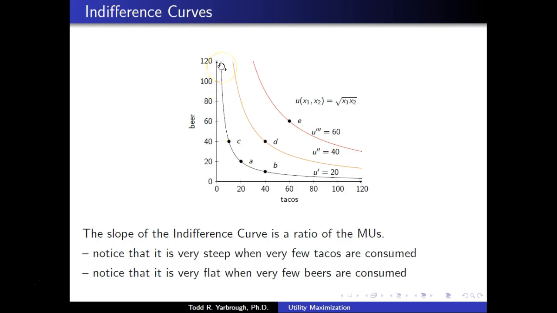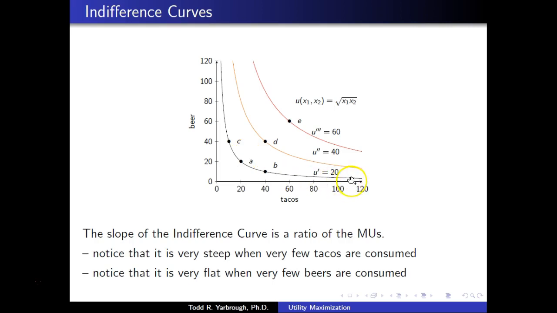Think about this bundle up here, which has a lot of beer and hardly any tacos, and then think about this bundle, which will be right here. This is virtually the same number of tacos, but a lot less beer. So I'm willing to give up a lot of beer to get just a few tacos if I'm already, say, consuming a lot of beer.